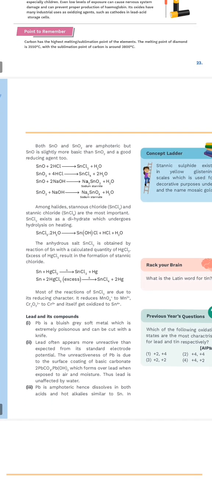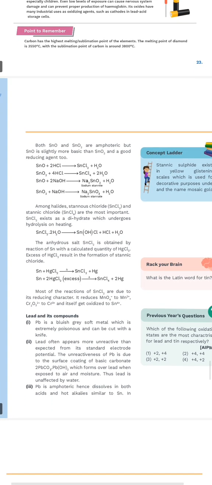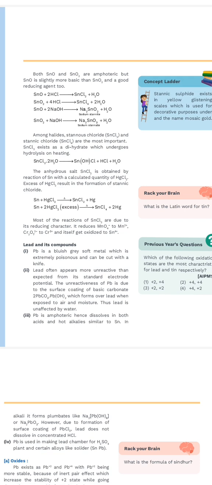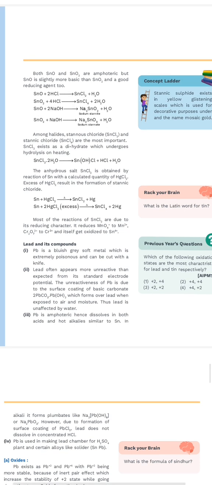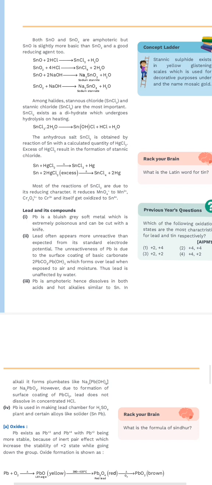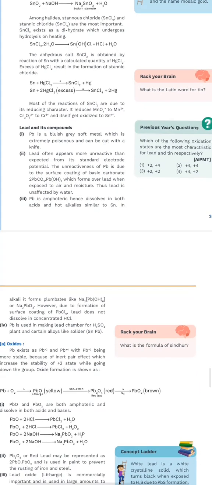Among halides, stannous chloride and stannic chloride are more important. SnCl2 exists as a dihydrate which undergoes hydrolysis on heating. The anhydrous salt SnCl2 is obtained by reaction of Sn with a calculated quantity of HgCl2. Excess of HgCl2 results in the formation of stannic chloride. Most of the reactions of SnCl2 are due to its reducing character. It reduces MnO4- to Mn2+, Cr2O7 2- to Cr3+, and itself gets oxidized to Sn4+.